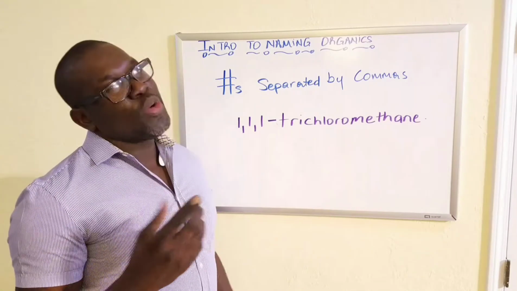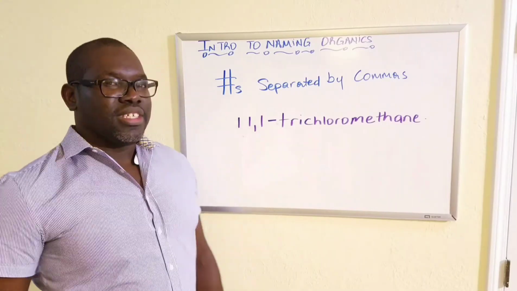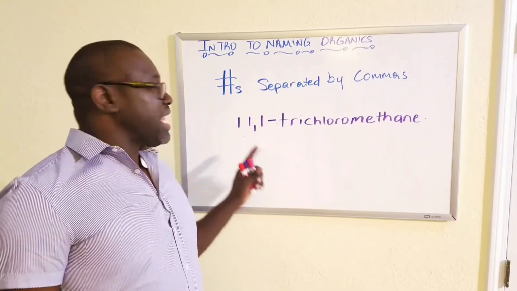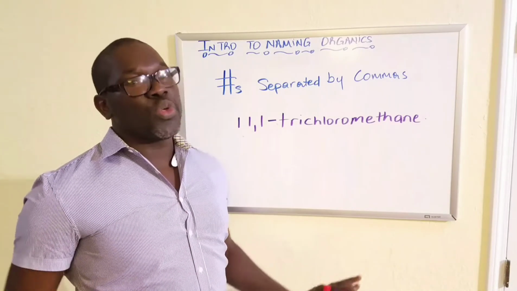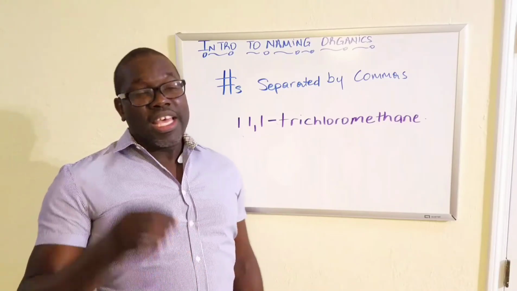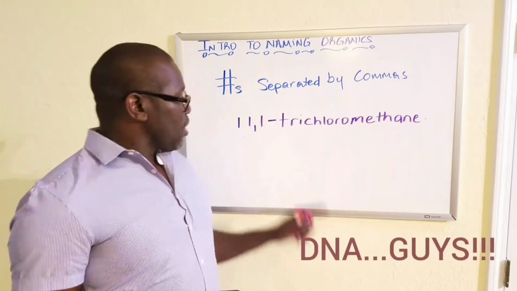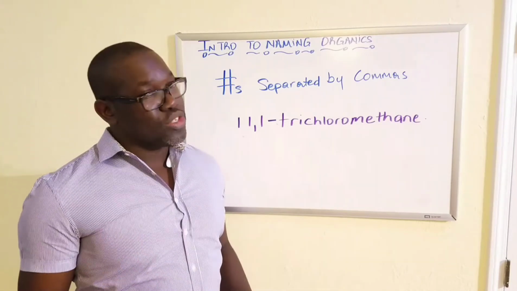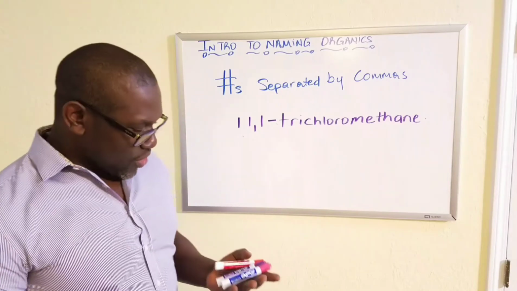Now, you have to be careful because if I were to remove this comma, it becomes 11,1, which means something totally different. Alright? And remember what I said first of all, the name is the DNA. So therefore, if this name does not match the structure, then you have a different structure. Okay? So there you have that.